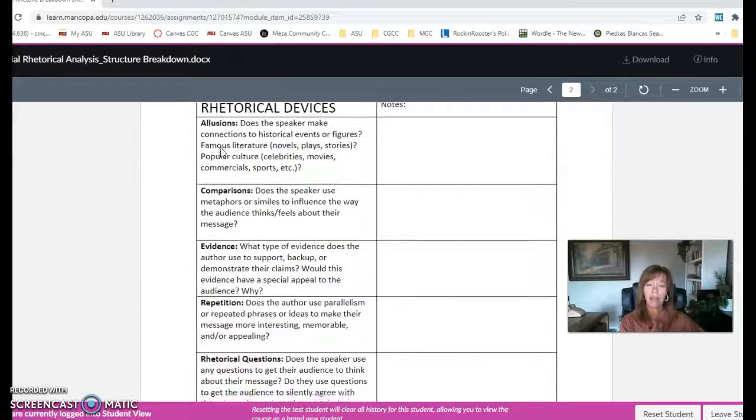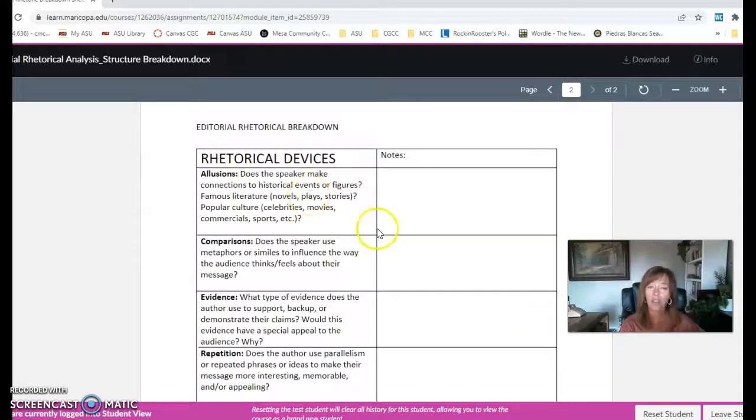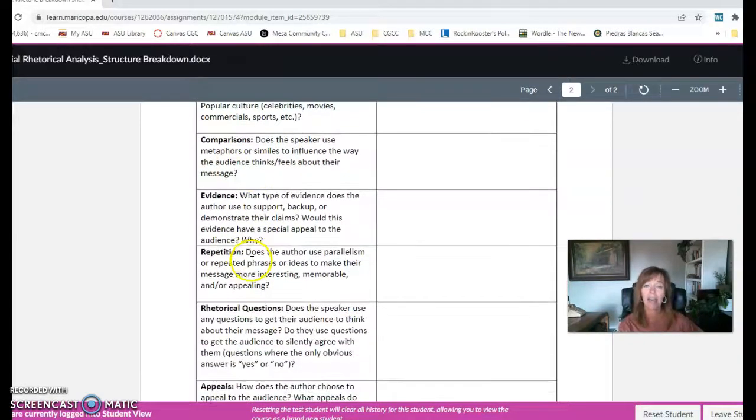And then this is just a breakdown sheet where you are going to look: are there any allusions? What about comparisons? What kind of comparisons does the author make? What kind of evidence? There's going to be a lot of evidence. What kind of evidence is this author choosing to put into their argument? Who are they quoting? Who are they referencing? And why? That's where the analysis comes in. We're not just describing, we're looking at why they are making those choices.